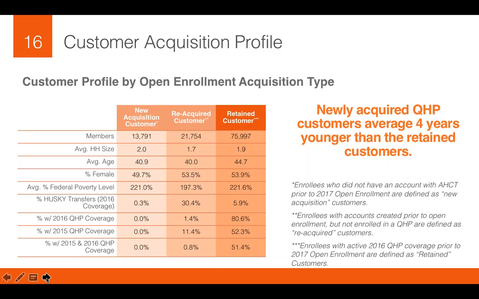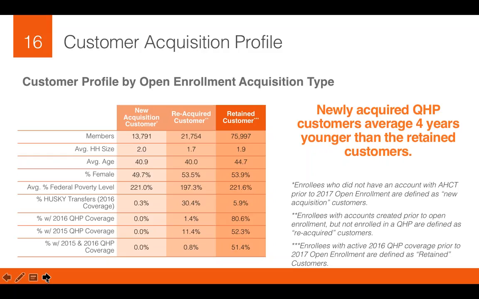So similar to prior years, what we've done is we've broken out the population into that new acquisition group, which is essentially new accounts which were created prior to open enrollment. These are new accounts which are created during open enrollment. So in other words, these are brand new faces, people we've never seen before. They've never had accounts with us. We also break it out by reacquired customers. So these are customers who had an account through the Access Health website prior to the open enrollment period beginning. And we had retained customers who are customers that renewed their 2016 policy into a 2017 policy.